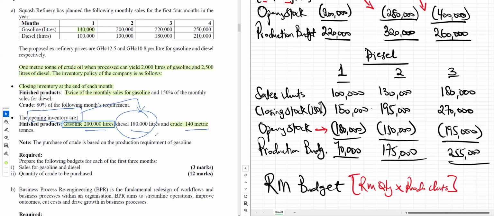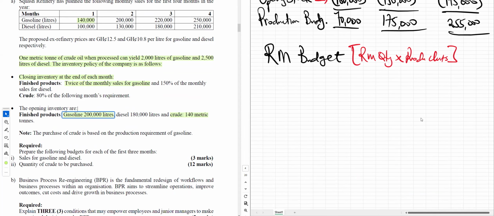So ICAN has stopped examining the old way of budgeting. Now they go where you use percentages. That is it. So now the only raw material we had was crude. Do you get it? So it's crude oil that we use, right? So we need the metric tons of crude oil.